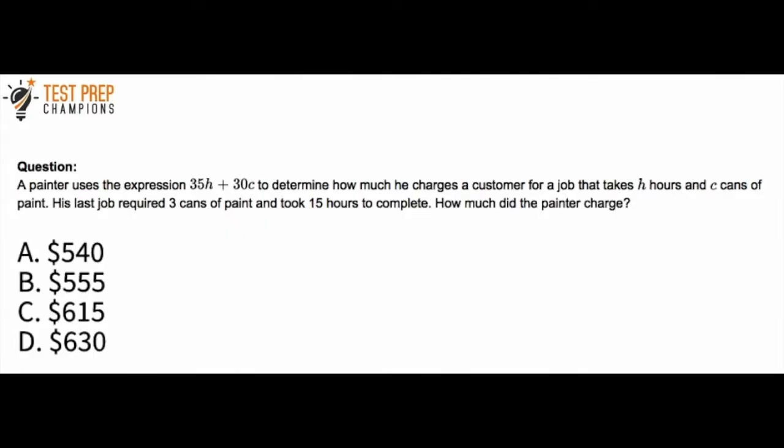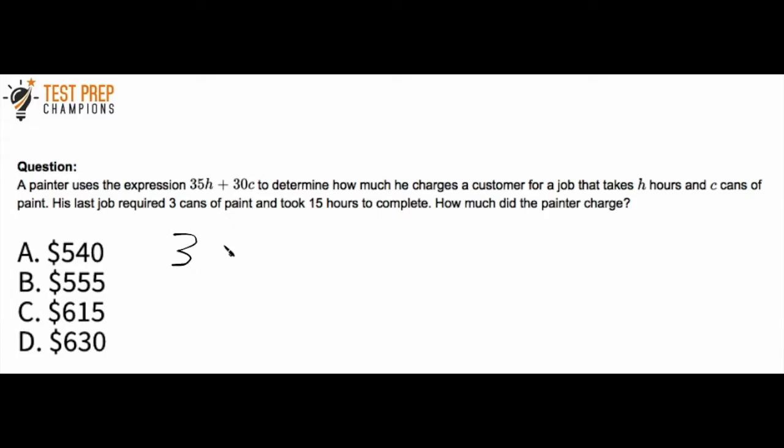Question. A painter uses the expression 35H plus 30C to determine how much he charges a customer for a job that takes H hours and C cans of paint. His last job required 3 cans of paint and took 15 hours to complete. How much did the painter charge? So you can pause the video, try this out, and then as always, we'll go over it.